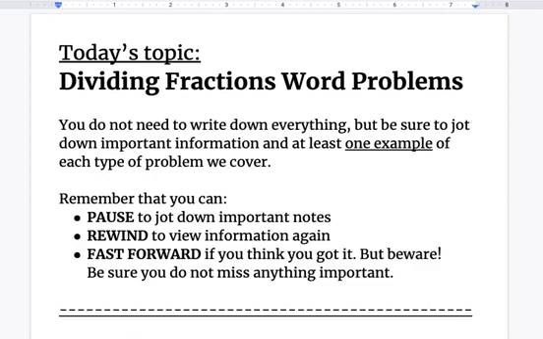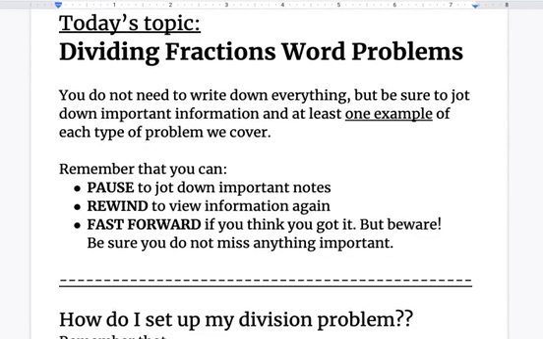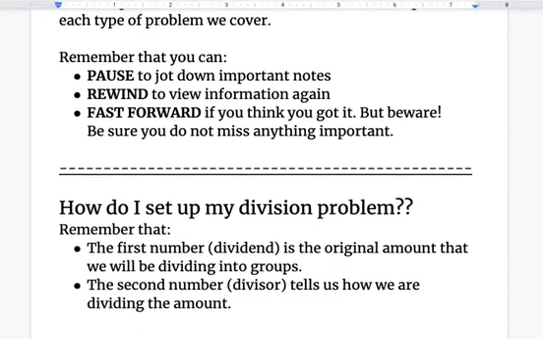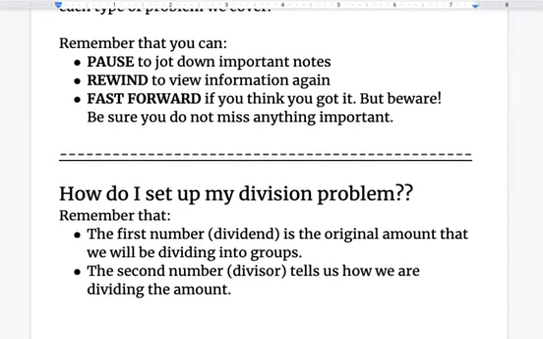Let's get started. How do we set up our division problem when you're given a word problem? Well, you need to remember that the first number, your dividend, is the original number that we will be dividing into groups. The second number, the divisor, tells us how we are dividing the amount. Make sure you pause this video and jot this information down in your notebook before moving on.